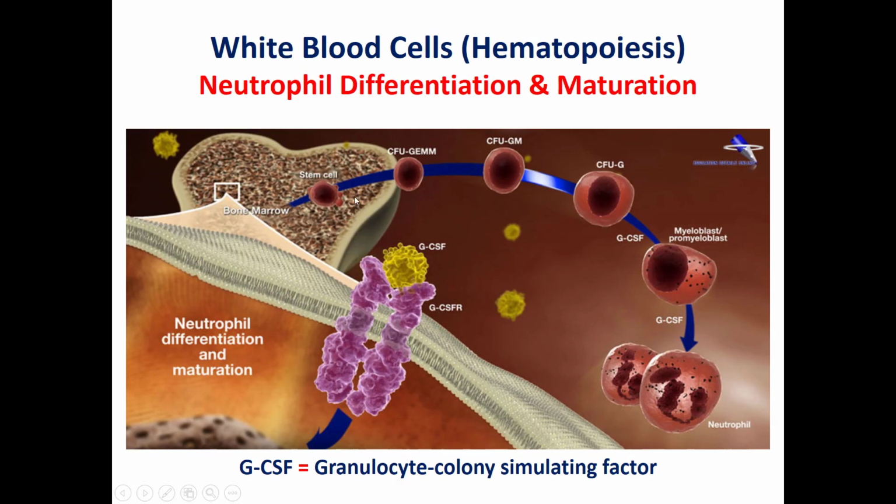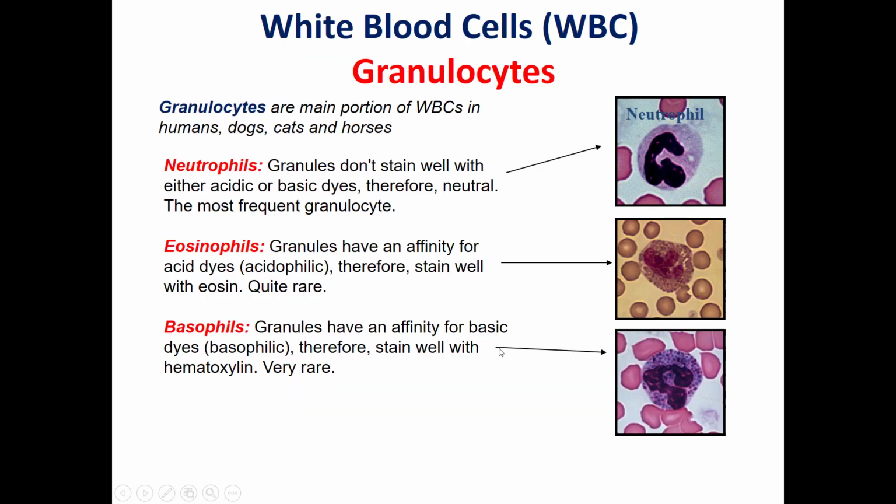Here also the differentiation of the hemocytoblast into neutrophil. So as we see, we have the granulocyte colony stimulating factor acting on the stem cell to make it differentiate, then it becomes matured and then released. In this photo we see the different types of granulocytes: the neutrophils, eosinophils, and basophils.